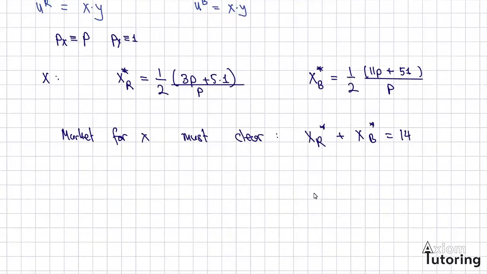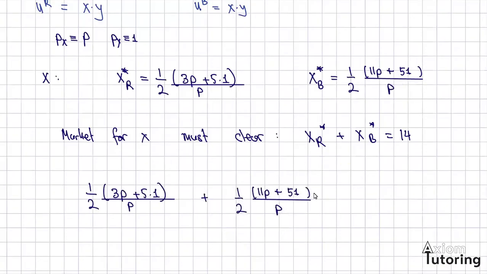Because demand does not equal the supply. So then my job becomes quite simple: add these two demands and set them equal to 14. I'll find a price, and that price will give me what I'm looking for. Therefore, let's do that. Duplicate this, plus this, will equal 14.